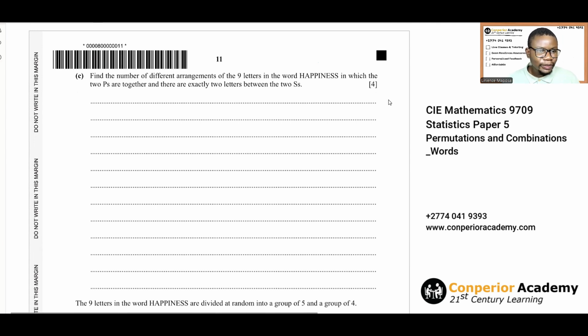Okay. Let's look at this one. So I'm going to look at different situations. So let me start by numbering 1, 2, 3, 4, 5, 6, 7, 8, 9. We want the distance between the 2 S's to be 2 letters. So I'll place S here, and then I'll place S here.